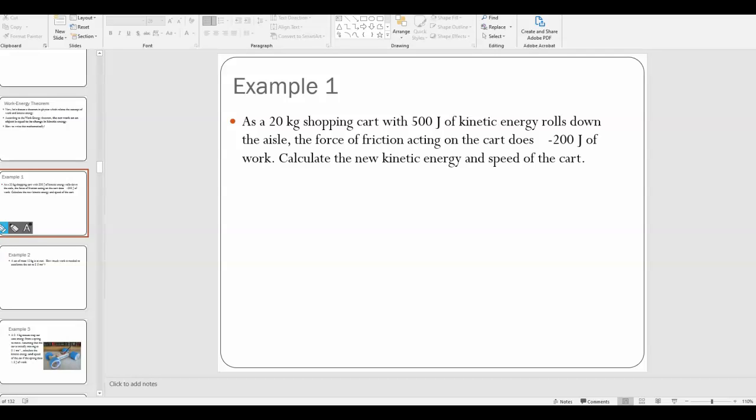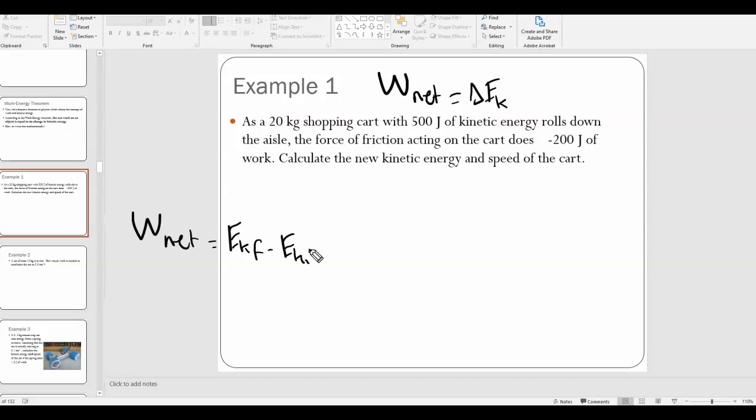All right, so there's two ways to approach this question. This is a work energy theorem question. Net work is equal to the change in kinetic energy. That form doesn't help us at all, so we're going to try to expand it out at least one layer. So I have EK final minus EK initial. Now, we have the mass of the shopping cart, that's good, and it says it has 500 joules of kinetic energy, and then, as it rolls down the aisle, the force of friction does negative 200 joules of work.